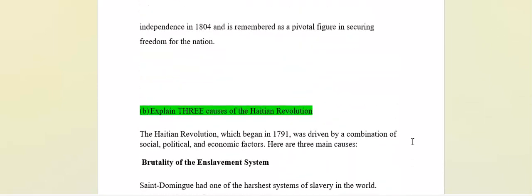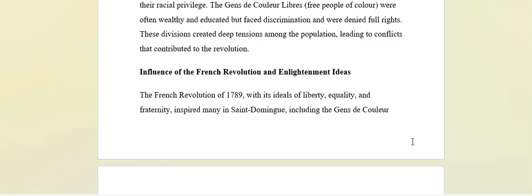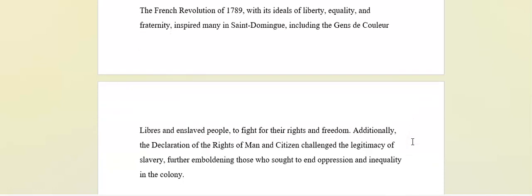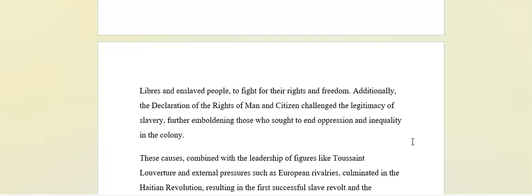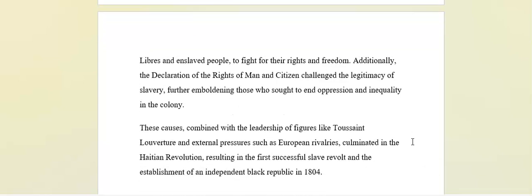Now, another cause of the Haitian Revolution was the influence of the French Revolution and Enlightenment ideas. In 1789, we had the French Revolution, right? And it came with ideals of liberty, equality and fraternity. The French Revolution of 1789 inspired many in Saint Domingue, including the gens de couleur libres and the enslaved people, to fight for their rights and freedom. Additionally, the Declaration of the Rights of Man and Citizen challenged the legitimacy of slavery, further emboldening those who sought to end oppression and achieve equality in the colony.